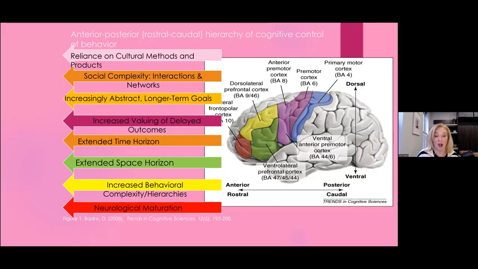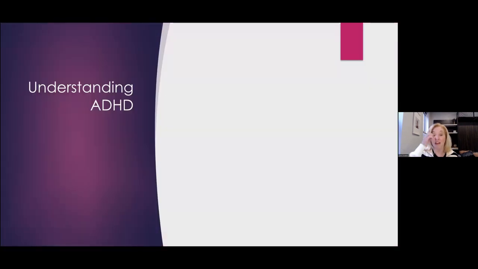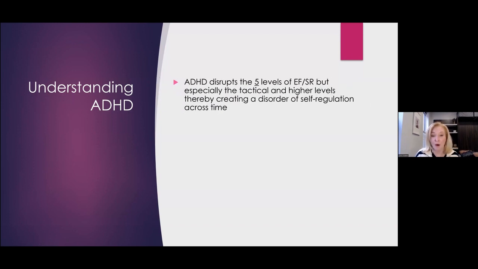So all of these things are important. What you see here again is we're talking about these areas of the brain, and I don't know what happened with my slide, but you can see that all of these things are quite important: neurological maturation, increased valuing of delayed outcomes, and reliance on cultural methods and products. These are the sorts of things we think about as we try to understand ADHD, especially according to Barkley's model.